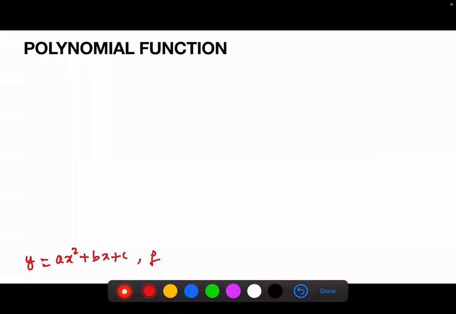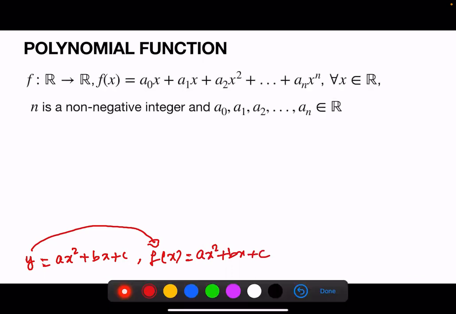Or if you want, instead of y, you could write f of x is ax square plus bx plus c. The degree is 2 here. So your polynomial function is again a real function from R to R, f of x is like a0 plus a1x plus a2x square and so on. This is general, we are writing a general form.